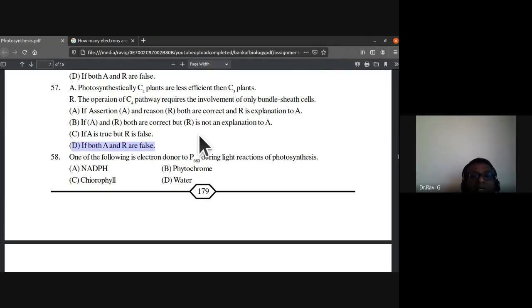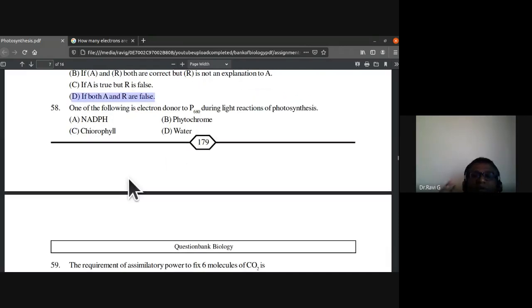They are false statements. One of the following is electron donor to P680 during light reaction of photosynthesis. Which is that donor?